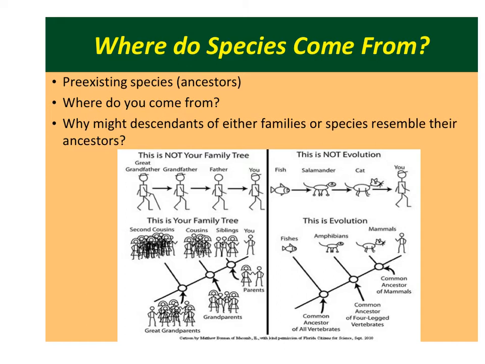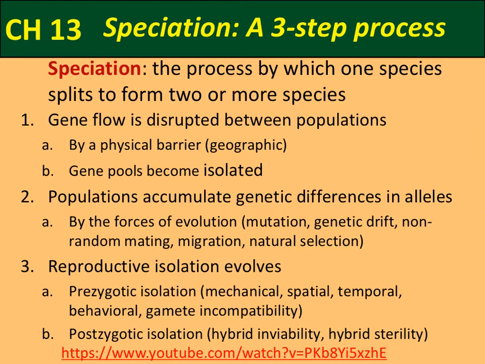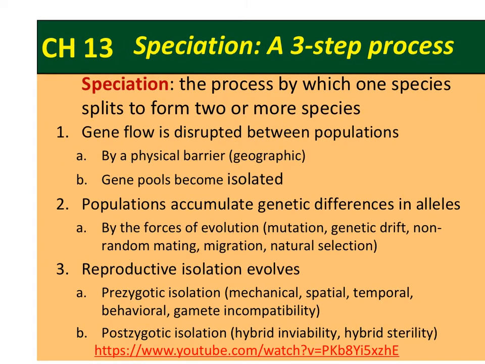Okay, so we're familiar with this. Species come from a common ancestor, like all these vertebrates. Where do you come from? Well, you come from parents. Why might descendants of either families or species resemble each other? Because they share genetics and genes that they inherited from their common ancestors, and they share an evolutionary history. So speciation is considered the process by which one species splits to form two or more species.